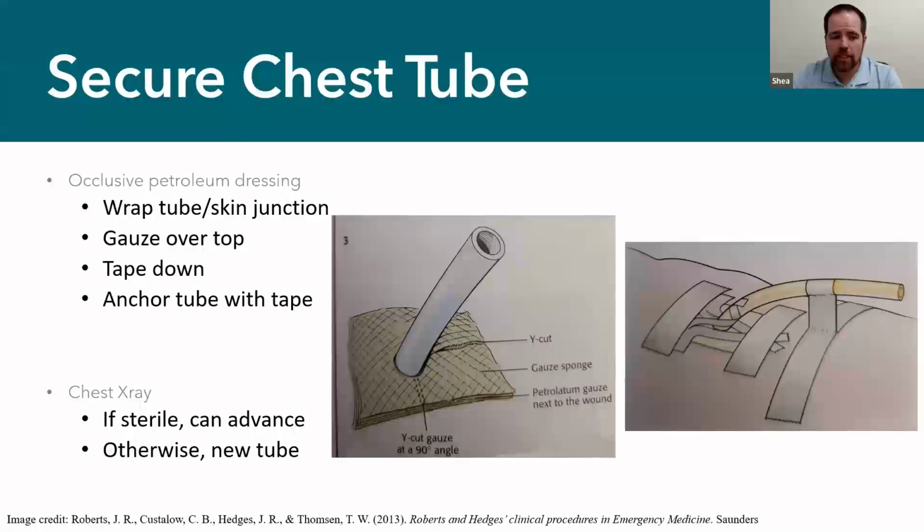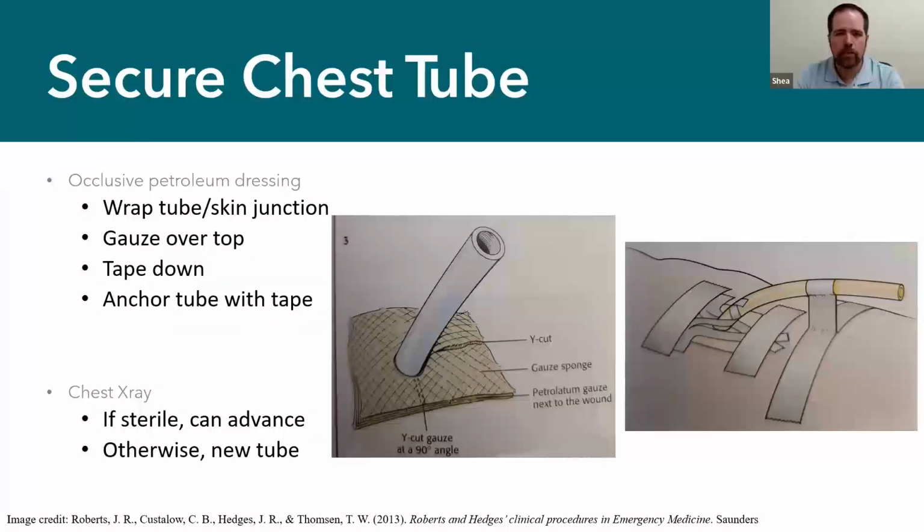Obviously, we'd like to get a chest x-ray as soon as you can to confirm that the chest tube did not get stuck in the fissure or go directly into the lung or is somewhere where it shouldn't be. If you can do that while you're still sterile, that's ideal because you can still advance the tube. If you've broken sterility, you've taken everything down, and you need to advance the tube, you really can't. At that point, you'd have to place a second tube. Rarely are you going to pull back. A lot of times you're advancing or redirecting the tube.